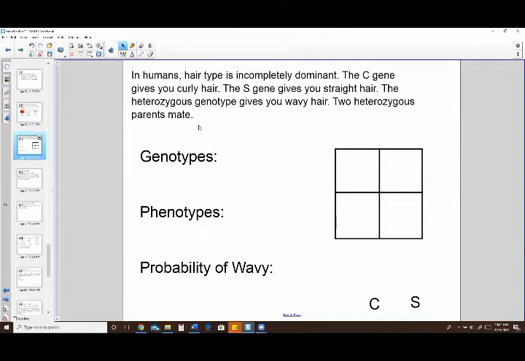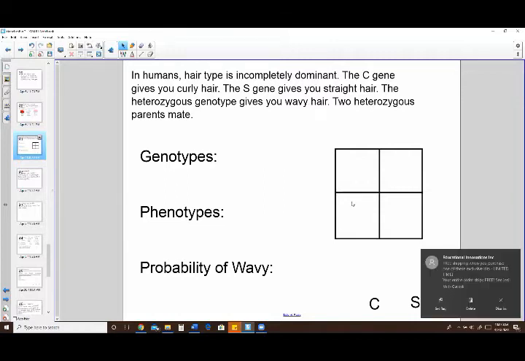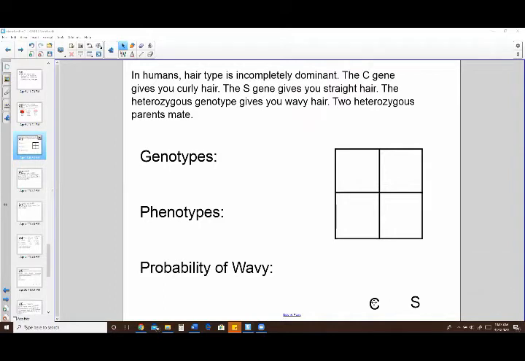In humans, hair type is incompletely dominant. The C gene is going to give you curly hair. The S gene gives you straight hair. And if you have the heterozygous genotype, then you will have wavy hair. So for this example, two heterozygous parents meet. Heterozygous means different, so that means they're going to have one of each of the genes.